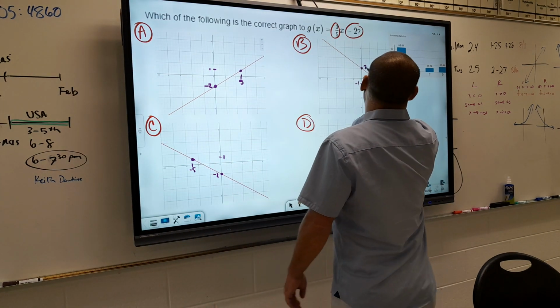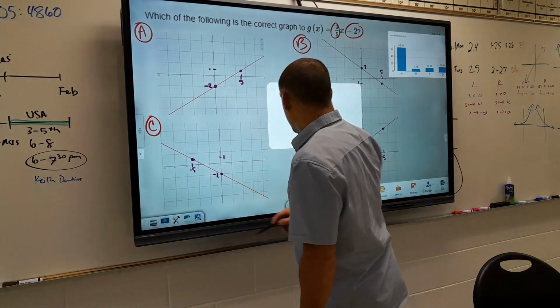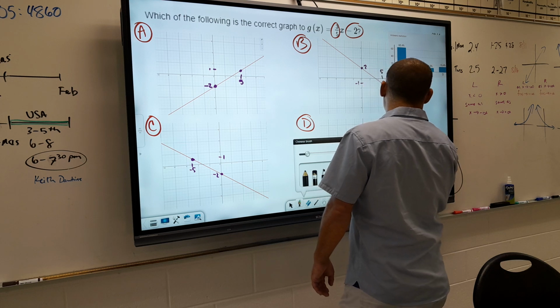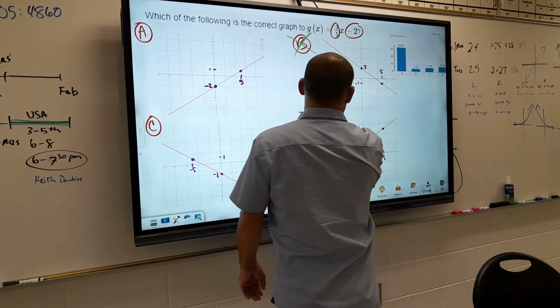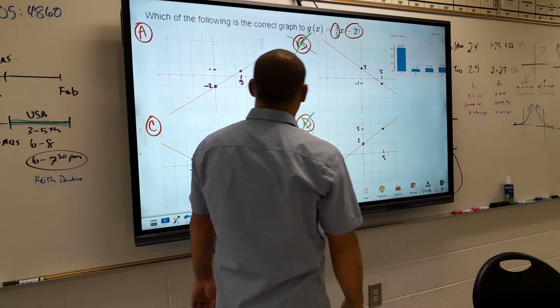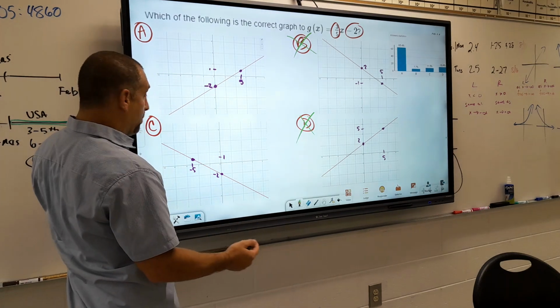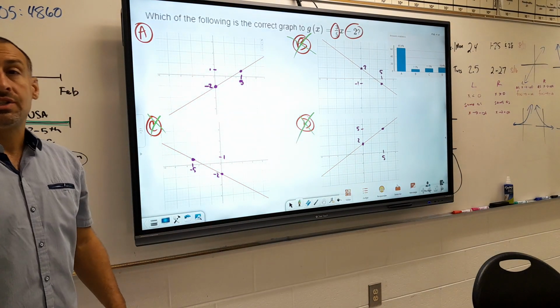So this one's at +2. It can't be that one. Okay, so we want to say not B. This one's also at +2, not that one. The slope is positive. Both of these strike at -2, but the slope is positive. It can't be C because this one's going down. The only option is A.